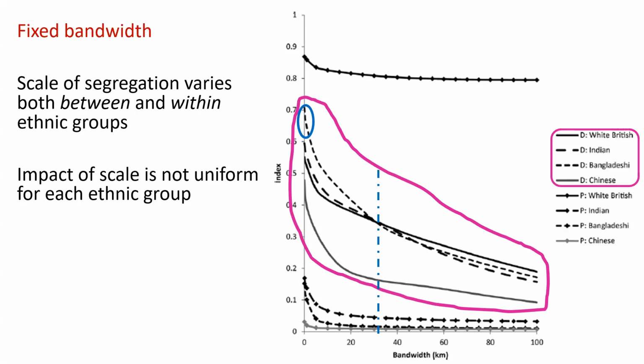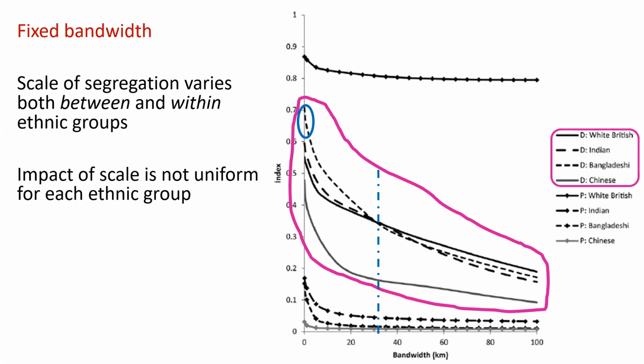So the relative levels of segregation between ethnic groups vary across spatial scales. A given group might be relatively more unevenly spread than another at one spatial scale, with the order reversed at larger spatial scales. And you can see that sort of flip around between the white British, Indian and Bangladeshi ethnic groups, for example. Now, we might ask, why is that relevant?